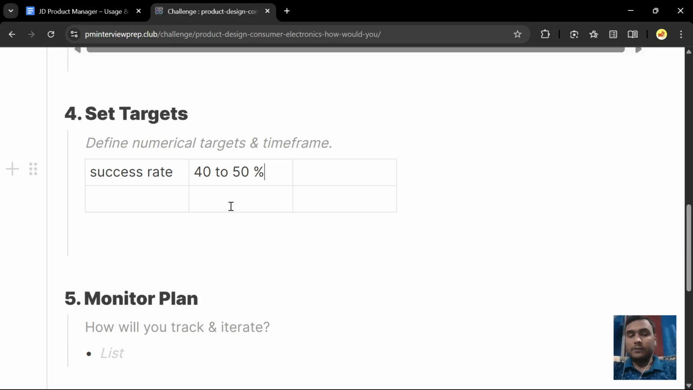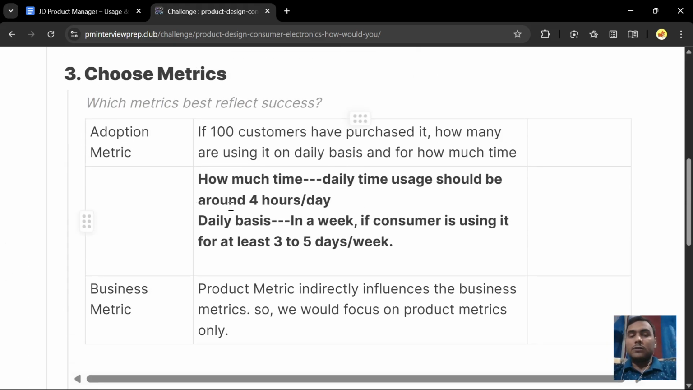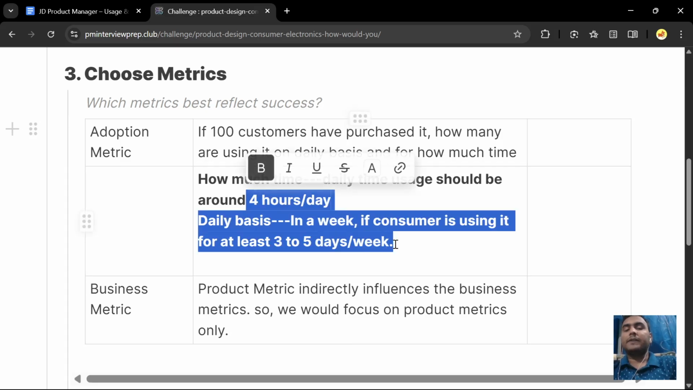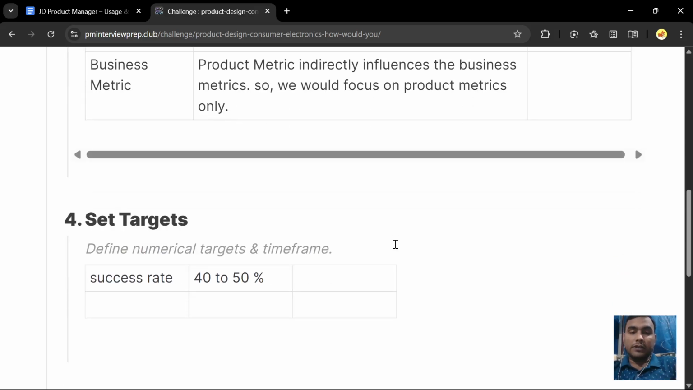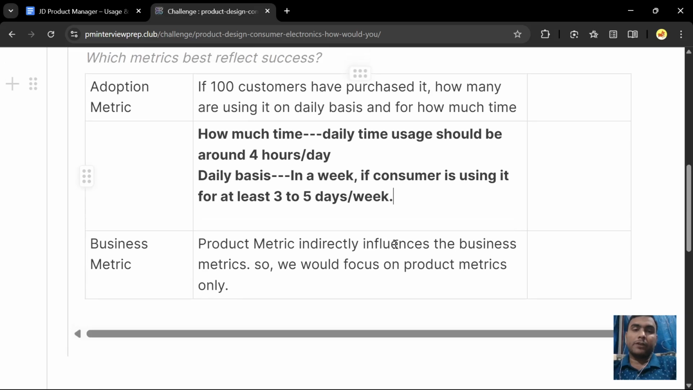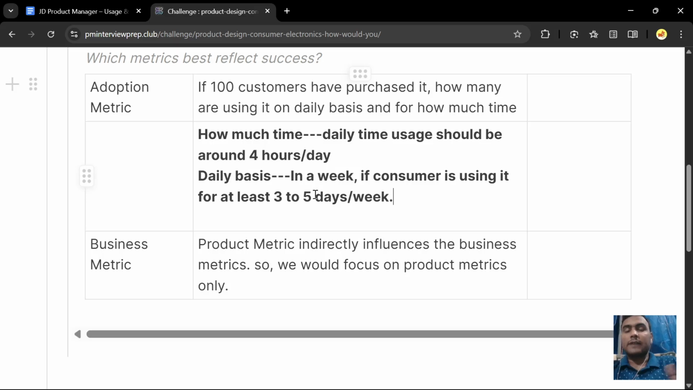What this means is that in the cohort of 100 customers that we have chosen, only 40 to 50% are the customers who are ideally using or able to meet this metric that we are choosing. So the rest, nearly half, if I say 50 customers, are actually not using the product as much as we would have liked.